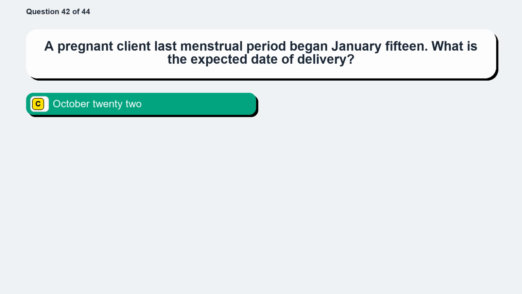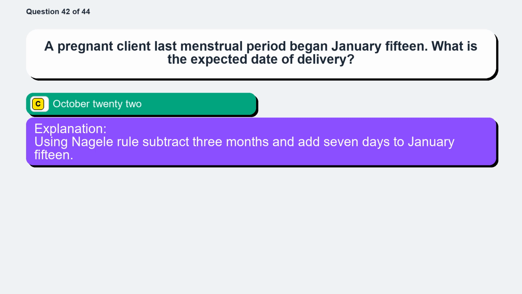The correct answer is option C, October 22. Using Naegele's rule, subtract 3 months and add 7 days to January 15.